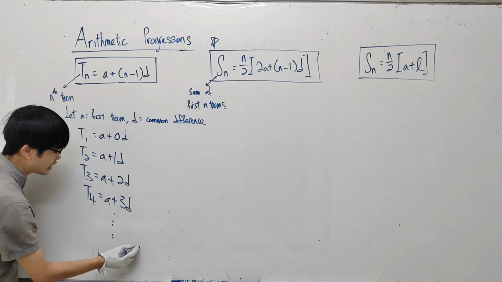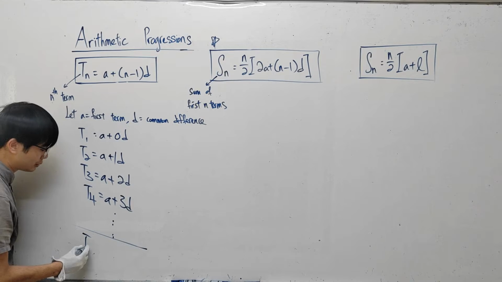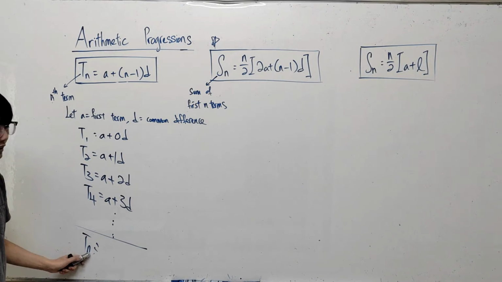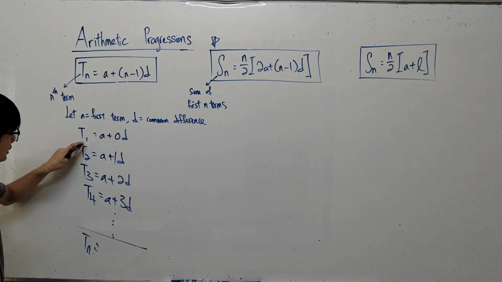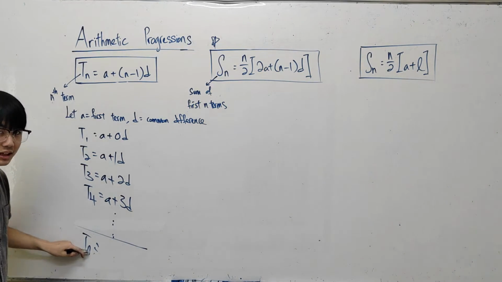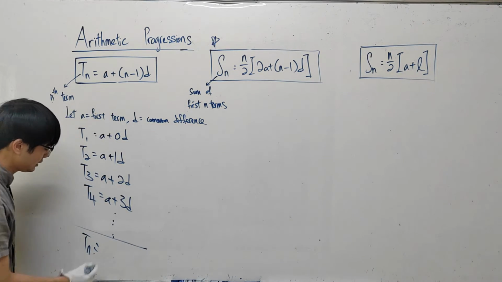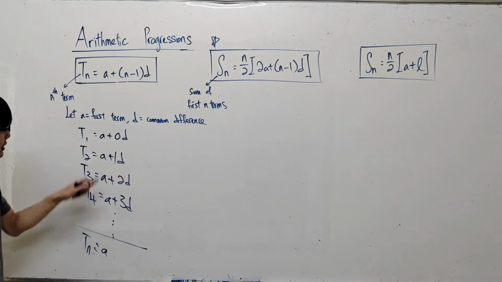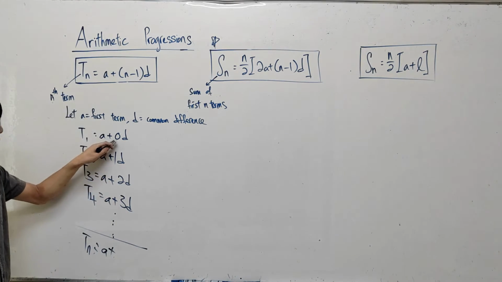Okay, so now we can generalize. Now we can derive the formula for Tn. So this is also T: 1, 2, 3, 4, that is the n. So Tn equals a, equals a, equals a, equals a. So this one is also a plus, plus, plus, plus. So this one is plus. Okay, what about this one?